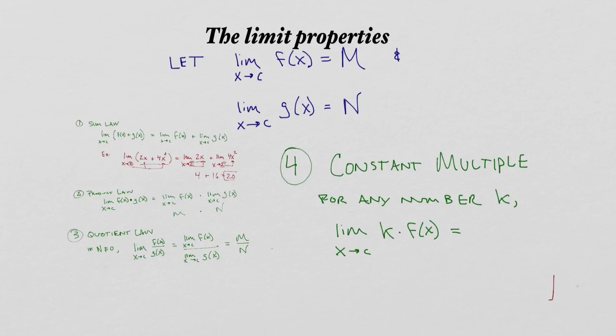All right, this last one is pretty handy. It's the constant multiple property, and it says that if you have any number or any constant k, could be pi, it could be 2, it could be -7, if you've got the limit of that constant multiplied by your function, you can pull that constant out in front. So you're pulling this k out front and multiplying it by the limit of f of x as x approaches c. The limit of f of x we've let equal m, so this would equal k times m.